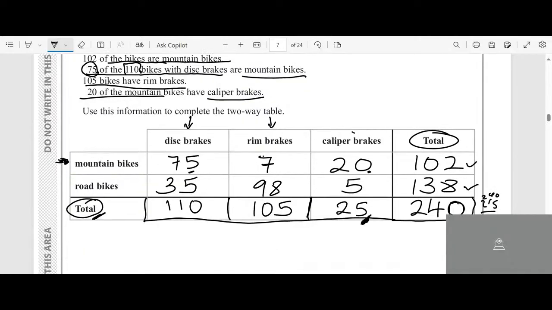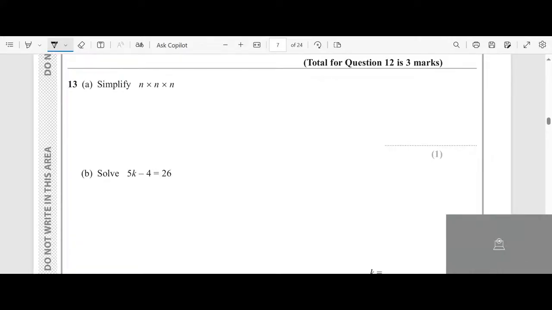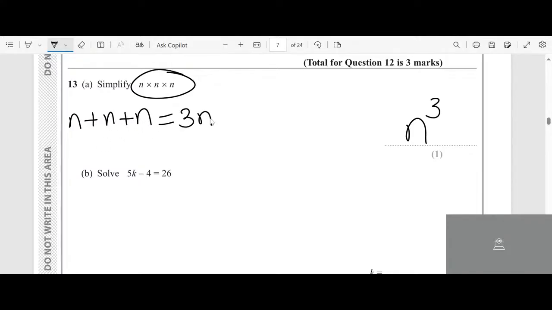So let us proceed on to question 13a. Multiplication. Whenever you see an algebra being multiplied, know that the number will go on top as a power. Because there are 3 n's, we'll just say n cubed. It is different with n plus n plus n. If it is addition, the number comes next to n. But if it is multiplication, the number goes on top. That's the major difference.